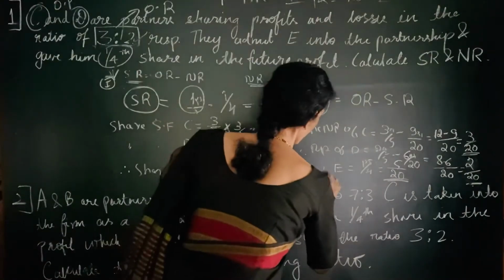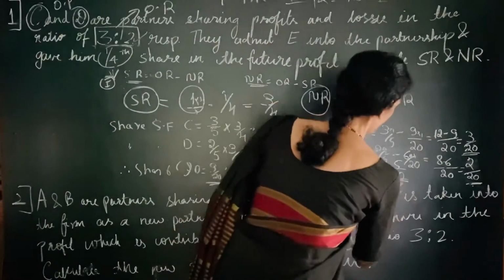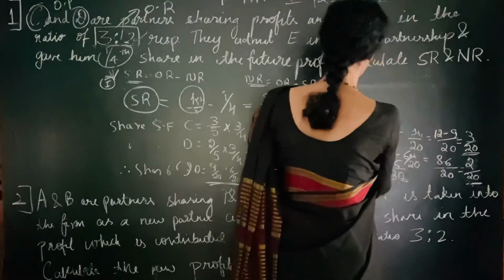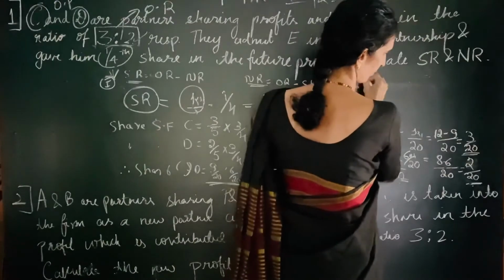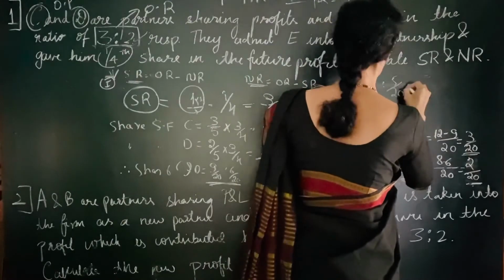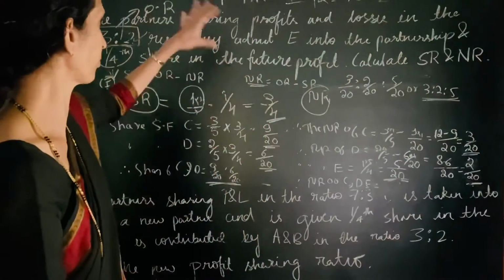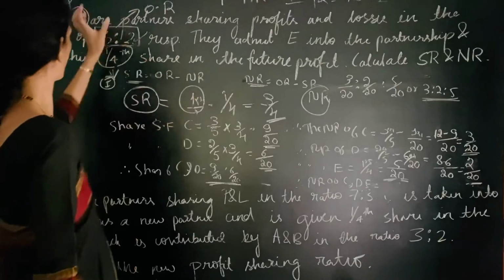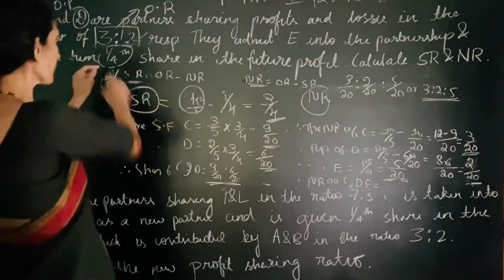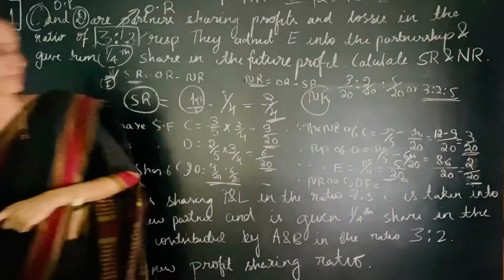Therefore, new ratio of C, D and E is equal to 3 by 20 is to 2 by 20 is to 5 by 20, or 3 is to 2 is to 5. Understood? This is one type of problem, where the old ratio is given and the share sacrificed by the old partners totally is given. Then we can see the second type of problem.